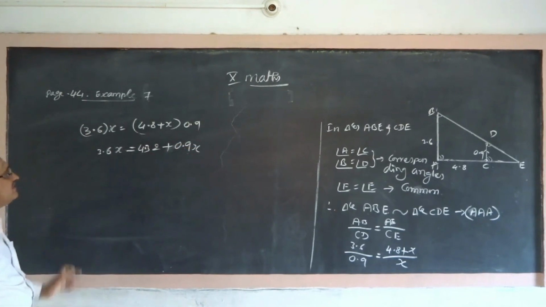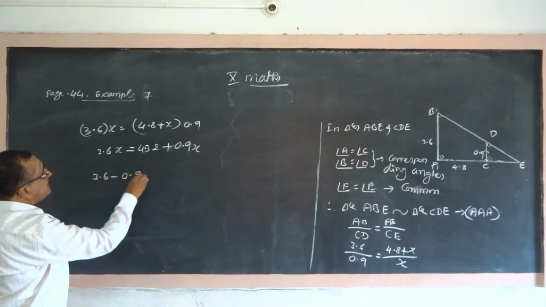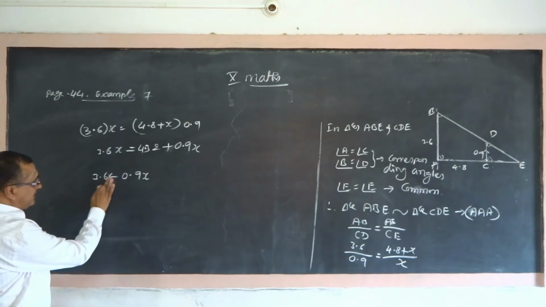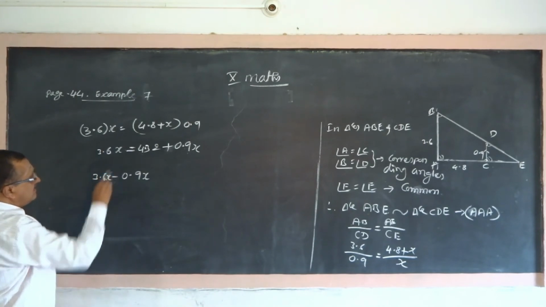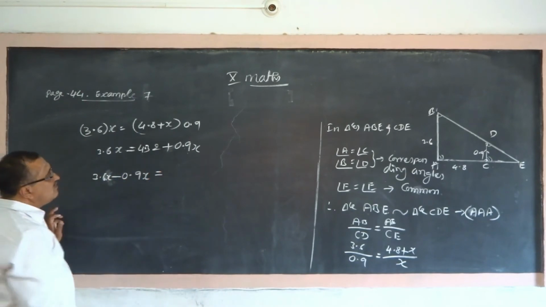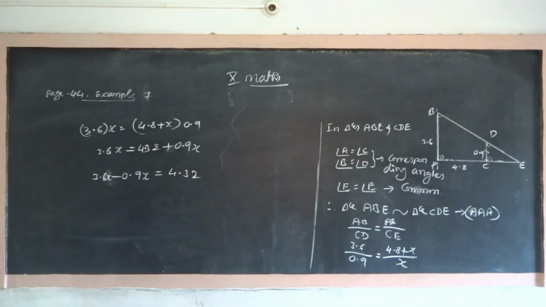Bring this to this side and subtract. 3.6x minus 0.9x is equal to 4.32. You see? Subtract.